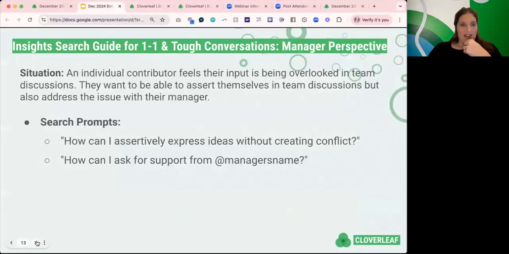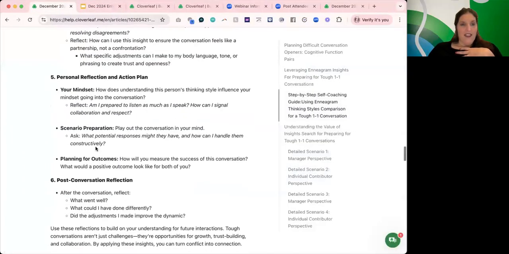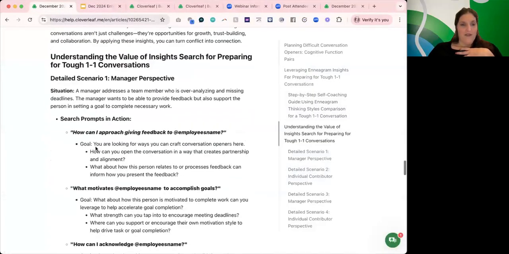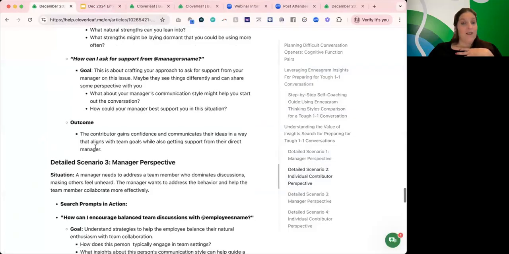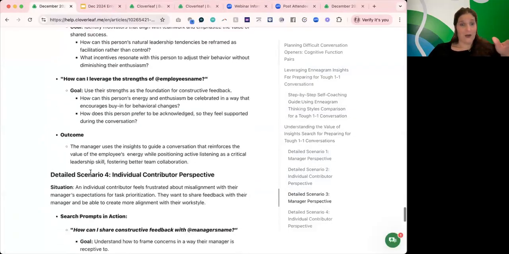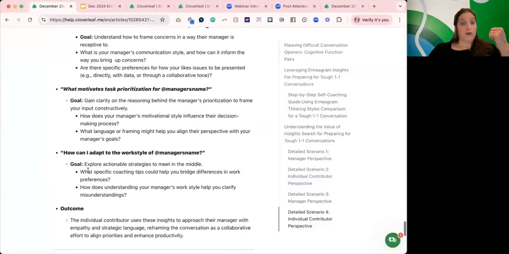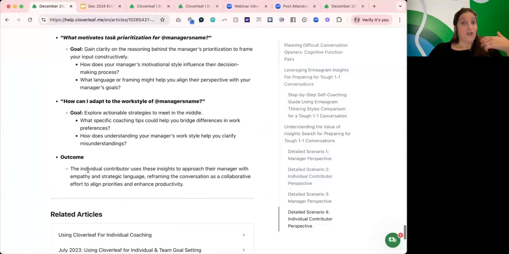So again, the goal here is that I want to gain confidence and I want to communicate my ideas in a way that the team gets what they need, but I also want to get support from my leader, right? So you're going to notice in here, there is a number of different scenarios. We've given you additional scenarios here as well that we're not going to go over, but we've given you some scenarios as well that you can use for yourself that might be relevant to you.